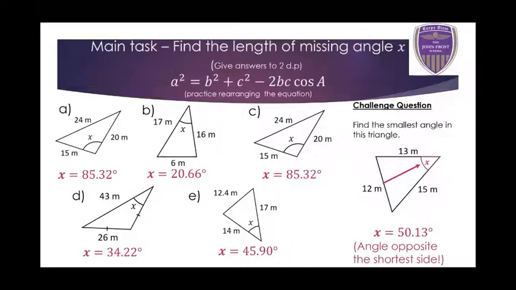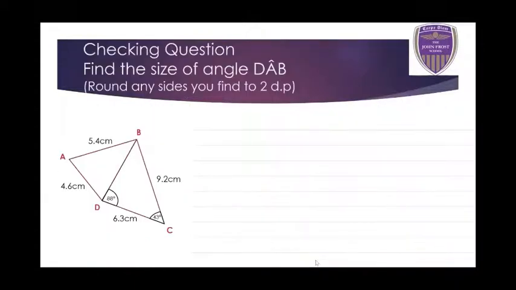And let's move on to the checking question. So here's the final checking question of the lesson. Okay. We are being asked to find the size of angle DAB. So that's angle A between points D and B. Okay, so that is this point here. So we're trying to find this missing angle here.